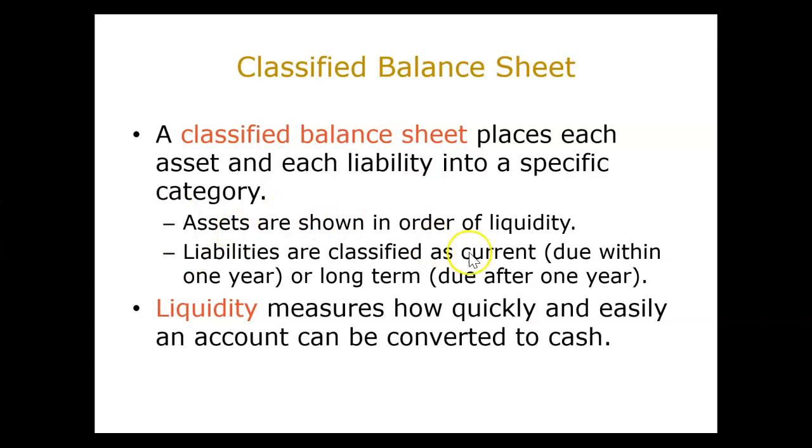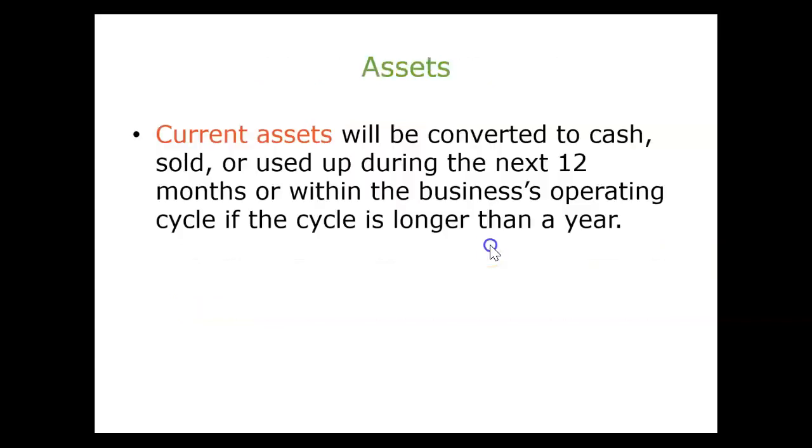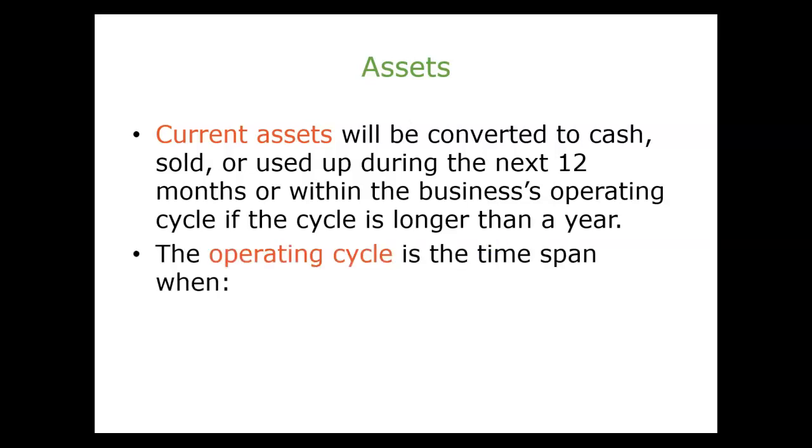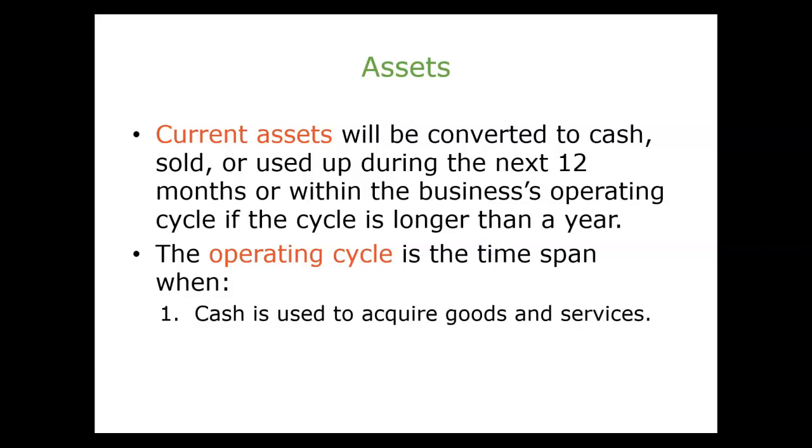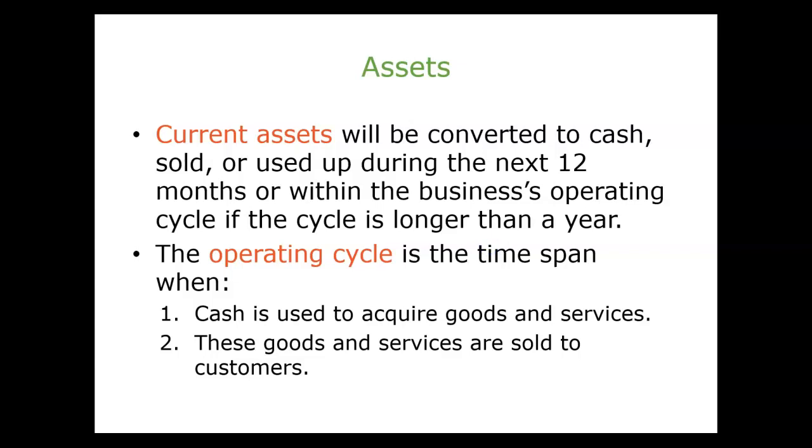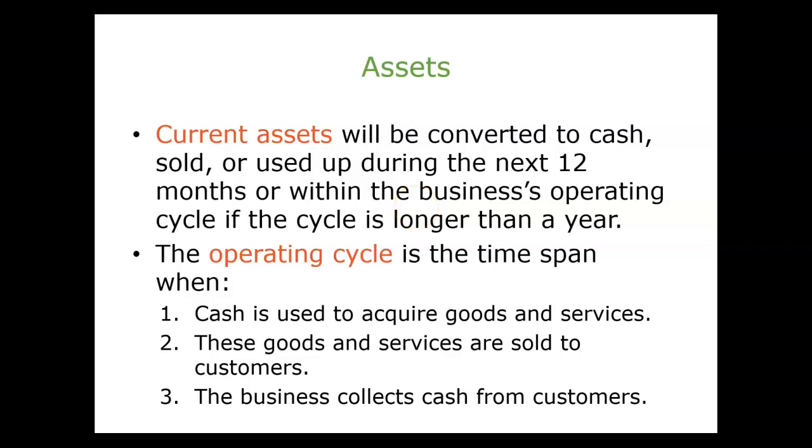Okay, so assets are always shown in order of liquidity. So your most liquid assets usually are first down to your not so liquid assets. So as we said, current assets can be converted to cash, sold, or used up during the next 12 months, or within the business's operating cycle, if that happens to be longer than a year. The operating cycle is the time span when cash is used to acquire goods and services. These goods and services are sold to customers, or the business collects cash from customers.